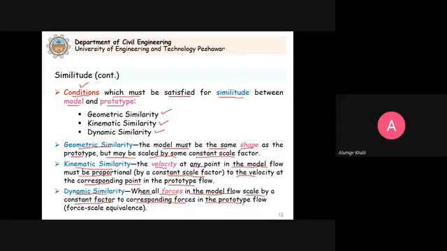So if we ensure these similarity conditions, then we can accurately transfer the results from the model to the prototype and vice versa. Only then will this concept work. So we are going to study in detail how we ensure this geometric similarity, kinematic similarity, and dynamic similarity. From here onward, we will develop the laws, and then using those laws, we will be able to predict the performance of the prototype from the model tests.